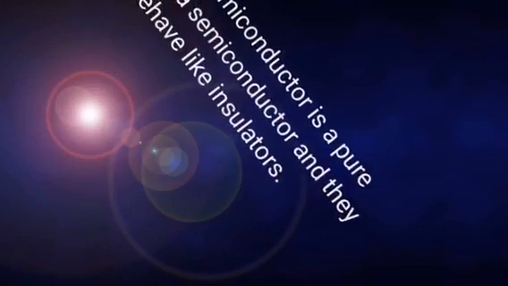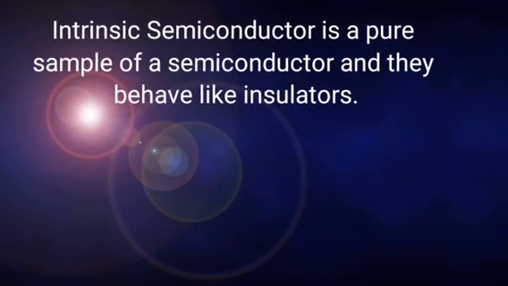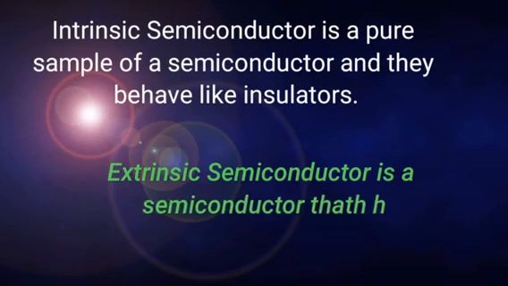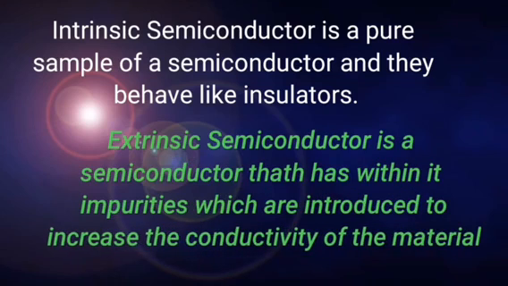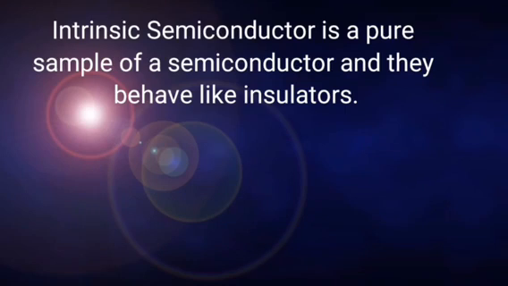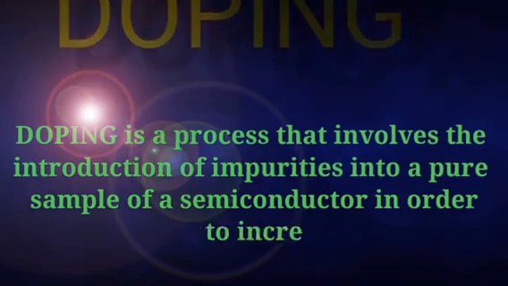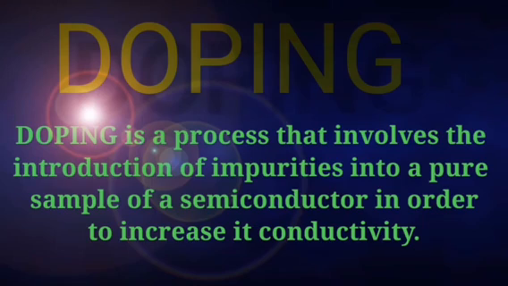Now, like I said before, if we have a pure sample of a semiconductor, we call it an intrinsic semiconductor. But when impurities are introduced into a semiconductor, such a semiconductor is called an extrinsic semiconductor. An extrinsic semiconductor is a semiconductor into which impurities are introduced to increase its conductivity. The process by which these impurities are introduced into the semiconductor is called doping.